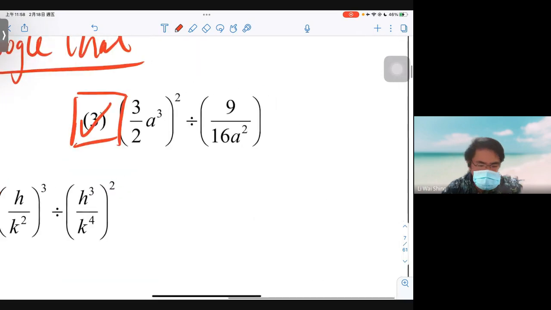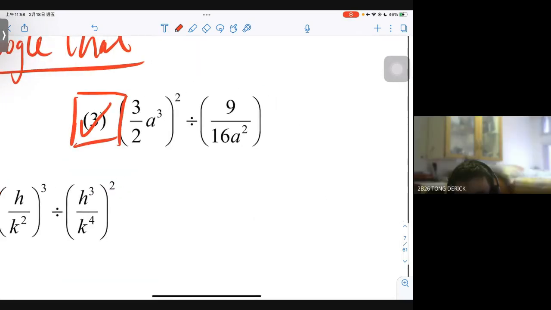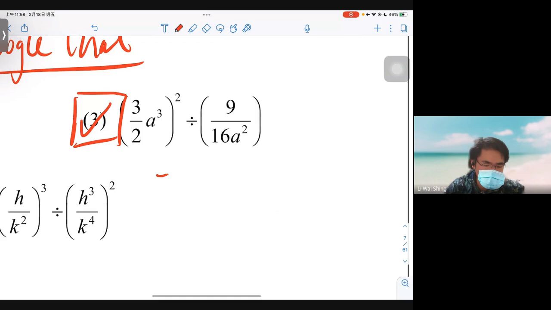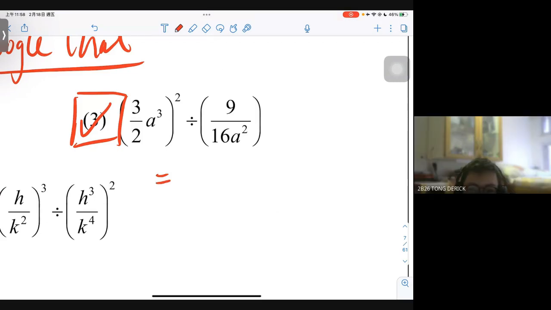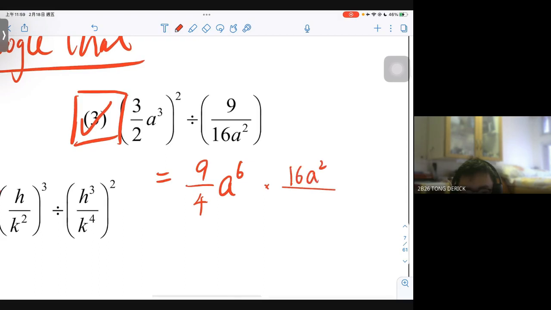Okay, have you finished this question? No? Okay, let's finish it together. Please expand it. Give me the step. 9/4a to the power 6, multiplied by 16a squared over 9. Yes.